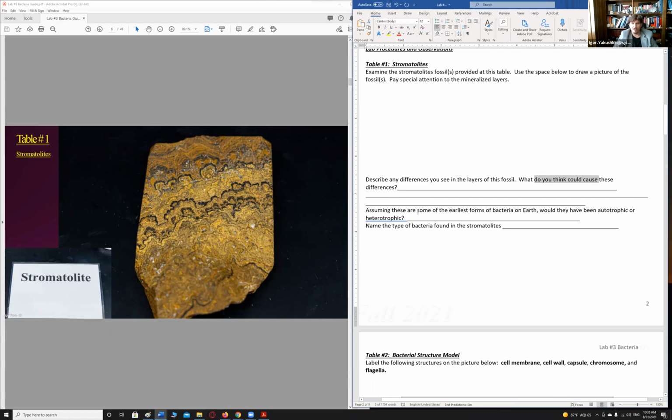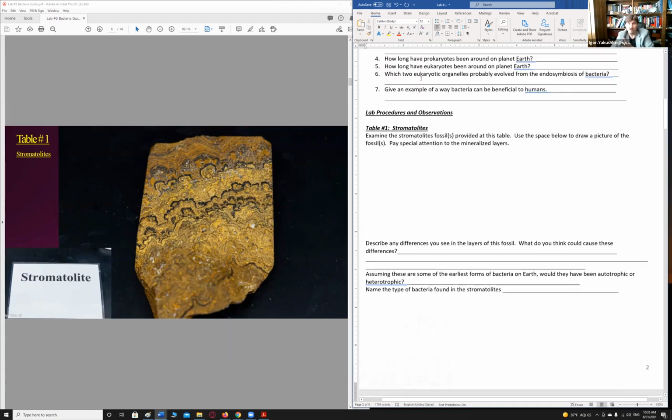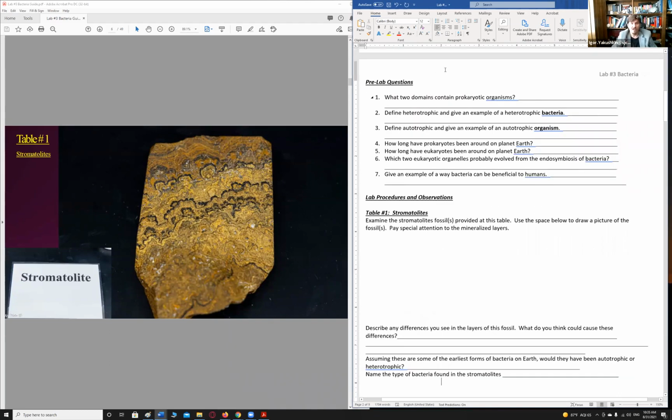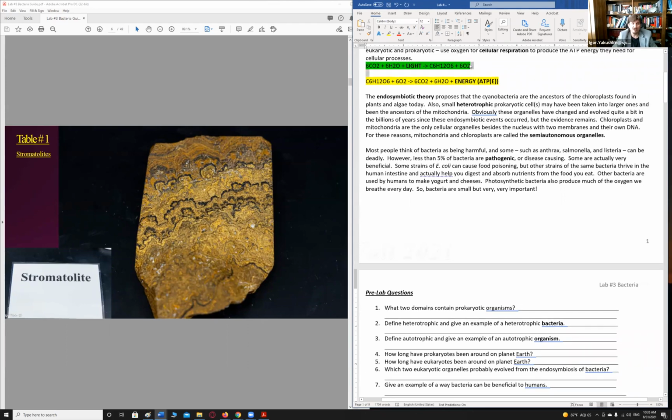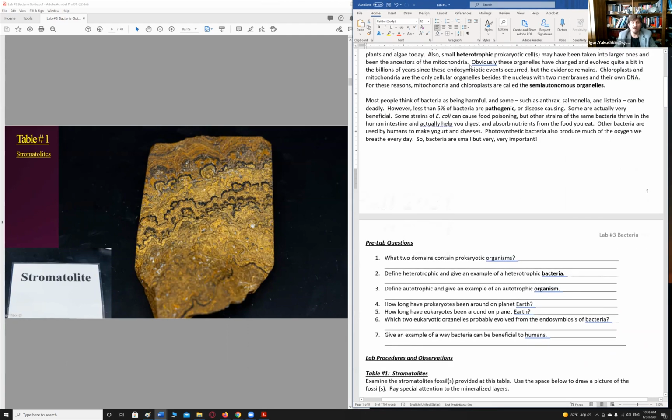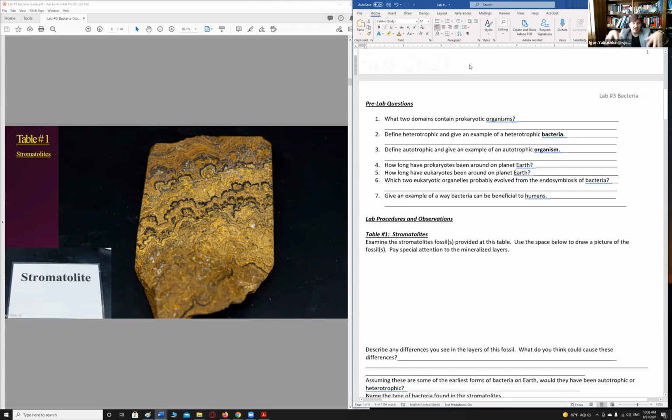If we assume that this is some earliest form of bacteria, would they have been autotrophic or heterotrophic? In order to be autotrophic, you already have to go through the process of what? Of photosynthesis. You have to evolve. Heterotrophic bacteria most likely were one of the first organisms. They were coming in and they were taking whatever the pre-made organic compounds. How the pre-made organic compounds are formed on Earth?